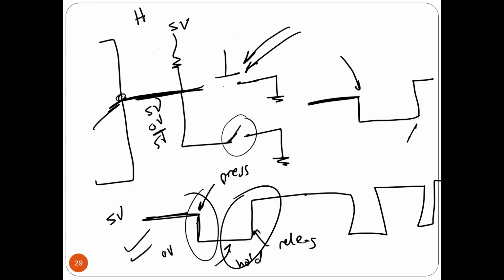Okay, so I can say it in a different way. In the case of a push button, it's 5 volts all the time, unless you press and hold, and only then it's 0 volts. Got what I'm saying? So anyway, this is how the switches are.